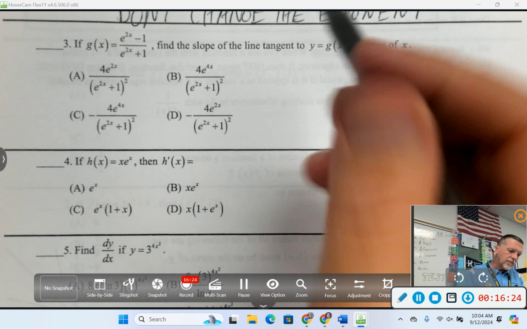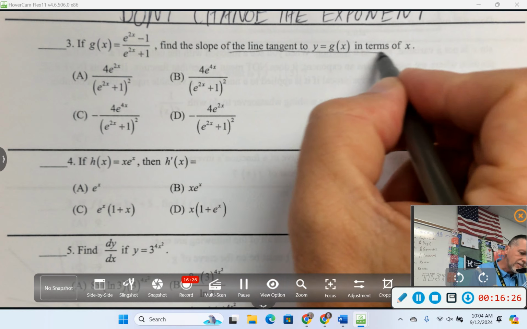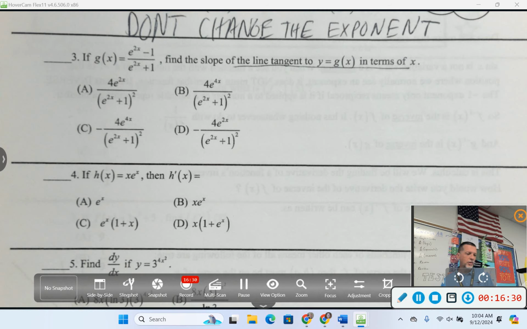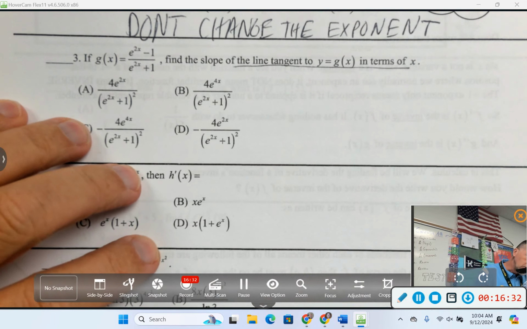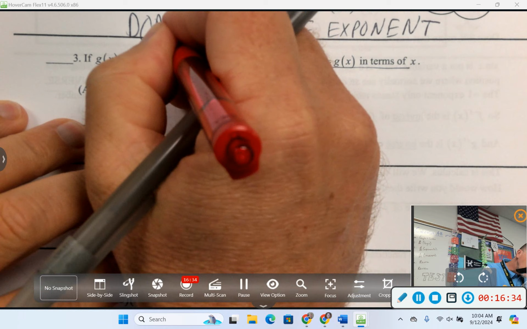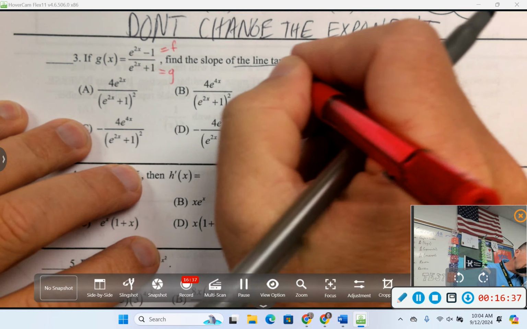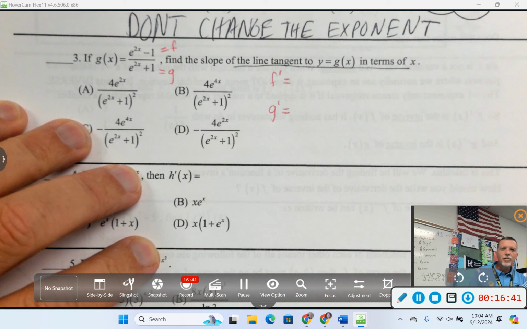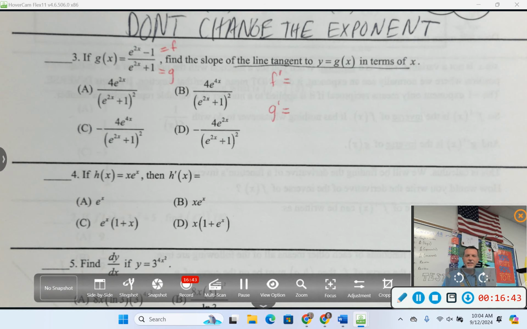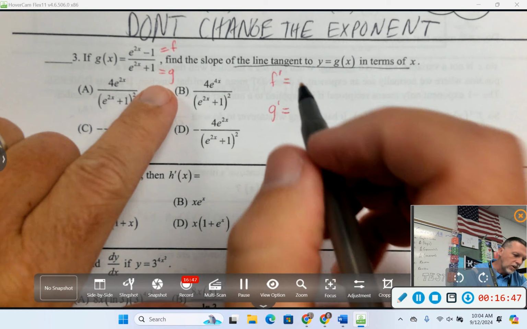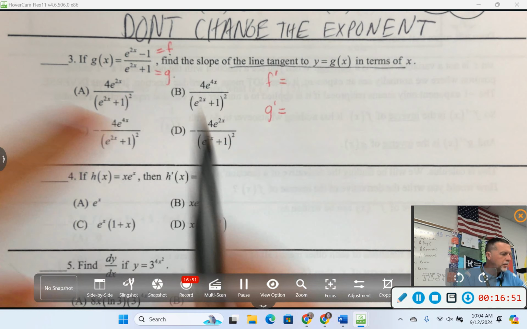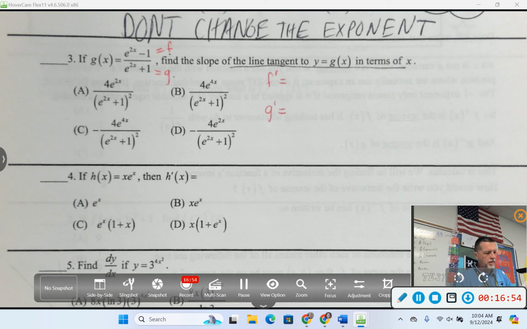Number 3, find the slope of the line tangent to the graph. So find the derivative. What rule are we going to need for this one? Quotient rule. Okay, I'm going to take the time to write this stuff out because quotient rule plus e to the x stuff and putting it all together, I'm not trying to do this all in one spot. So I'll need the derivative of the top, the derivative of the bottom, and then I'll put it all together.